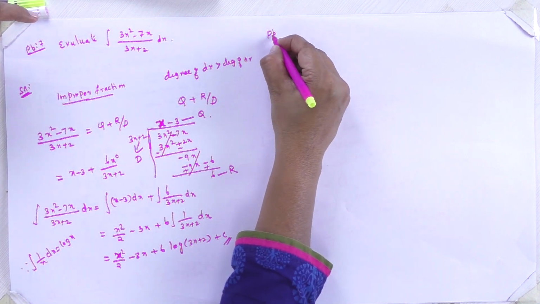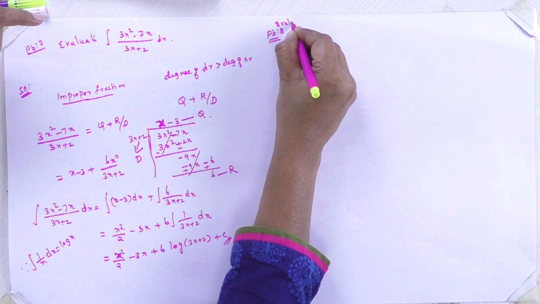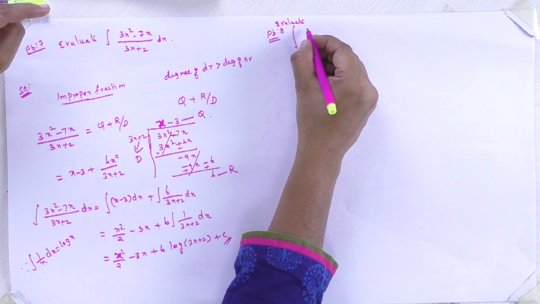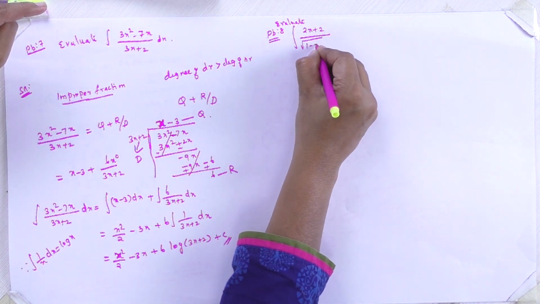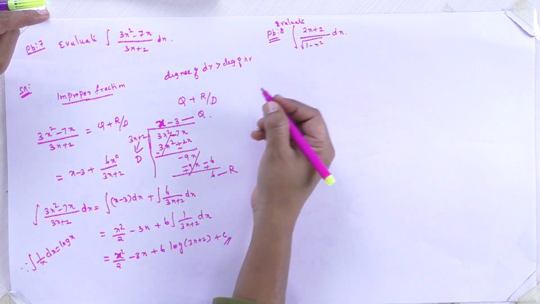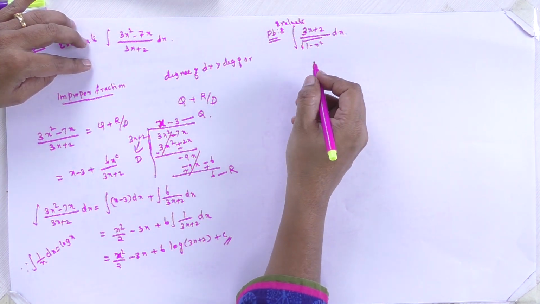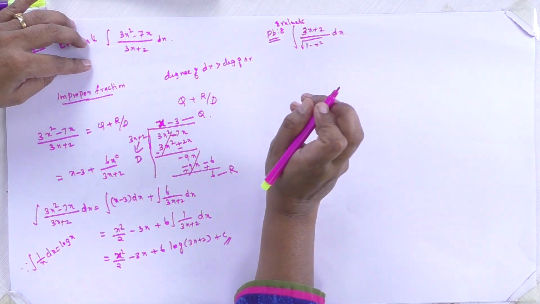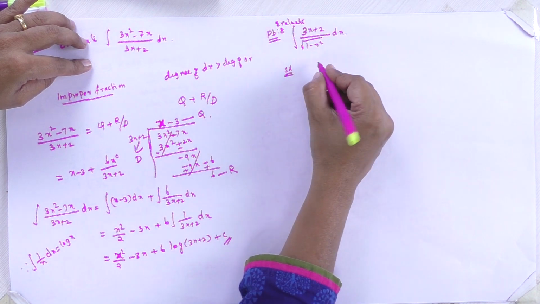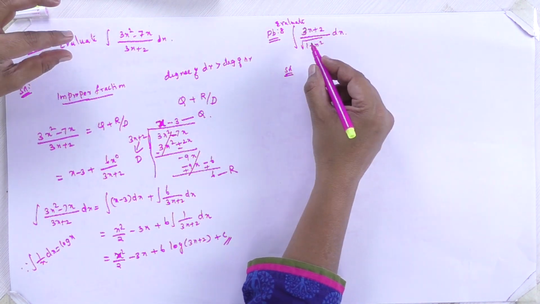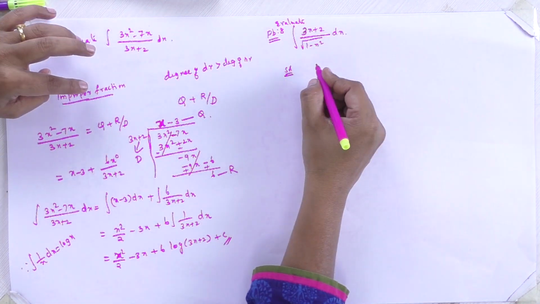Then suppose the problem is of the form: evaluate the integral of 3x plus 2 divided by root of 1 minus x square into dx. Solution. See, this is not an easy integration, so we make a substitution method here.